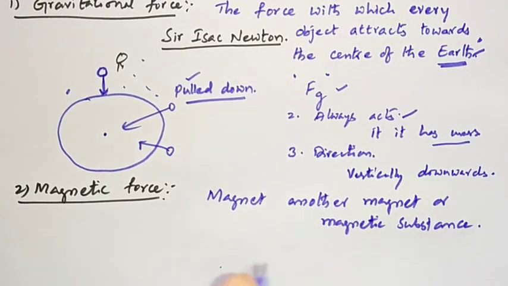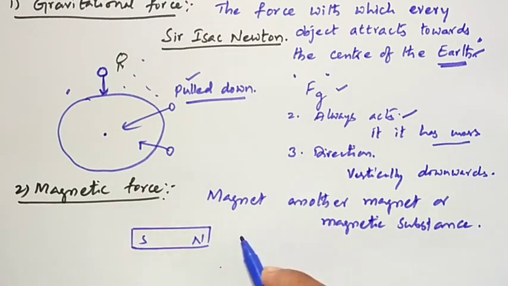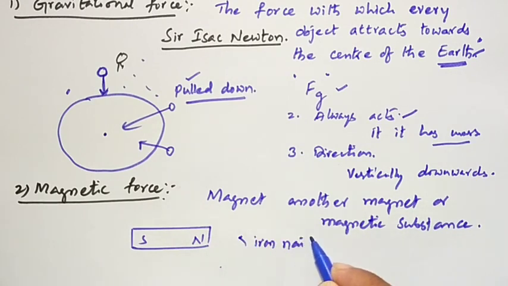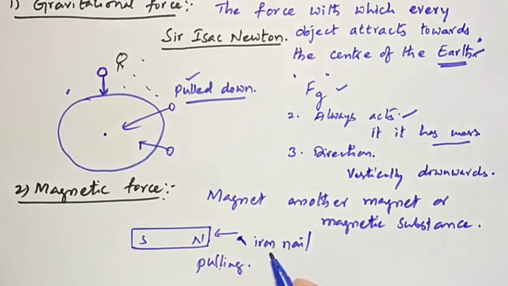Let us take a magnet. I have taken a bar magnet. It has two poles, north pole and south pole. When I place an iron nail here, what happens? You might have played with this. The nail will be pulled towards the magnet. The magnet is pulling the iron nail. Pulling is nothing but force. Who is applying the force here? The magnet is applying force. That's why this force is magnetic force.